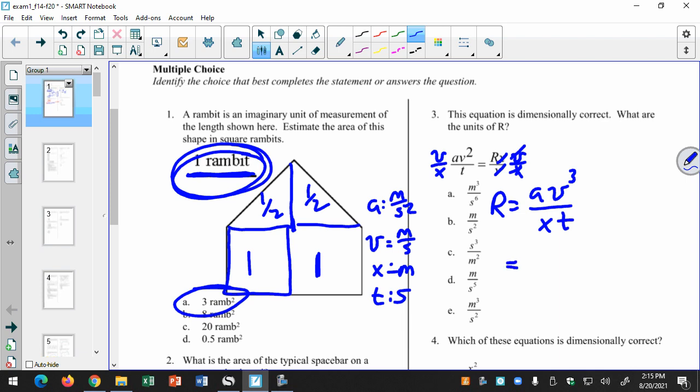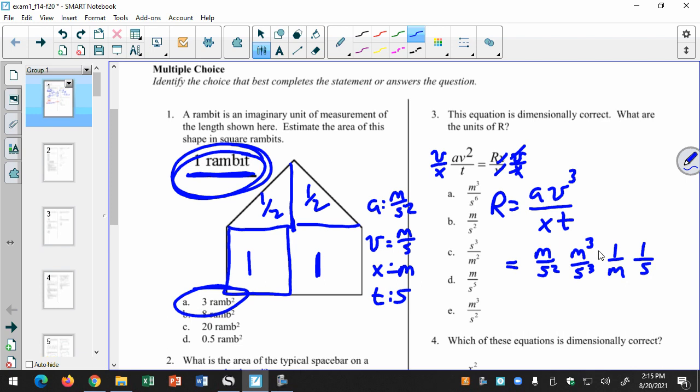So I get this. I get a is meters per second squared. I get v is meters per second, but it's cubed, v cubed, so this is going to be meters cubed, seconds cubed. And then I'm going to write the x as 1 over meters. The reason I did it that way is just to pull it away from those two things that were in the numerator and put the x into the denominator. And I'll do the same for t, 1 over seconds.